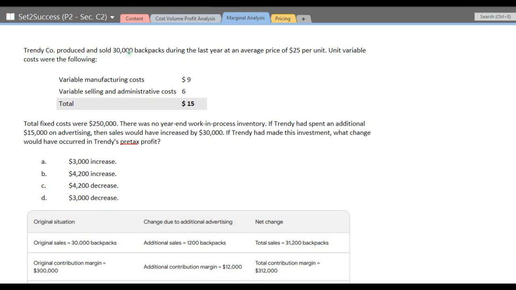Trendy Co. produced and sold 30,000 backpacks during the last year at an average price of $25 per unit. These are the unit variable costs.